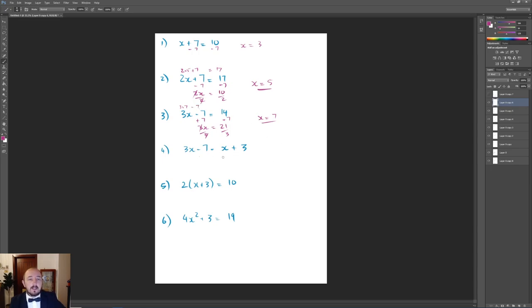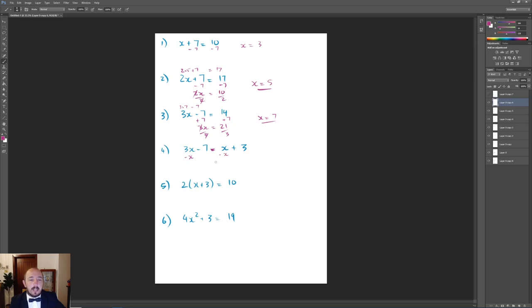Here we have an x on both sides, so we have to deal with that first before we can do anything else. My advice is to take the x across to the side which has the biggest x on it. So we have an equal sign here, and on the left we have a 3x, and on the right just the 1x. So I'm going to take this x over the other side by subtracting x from both sides. That will get rid of the x on this side.